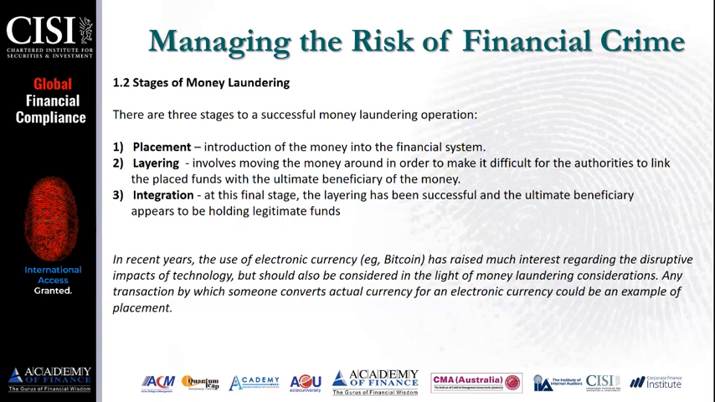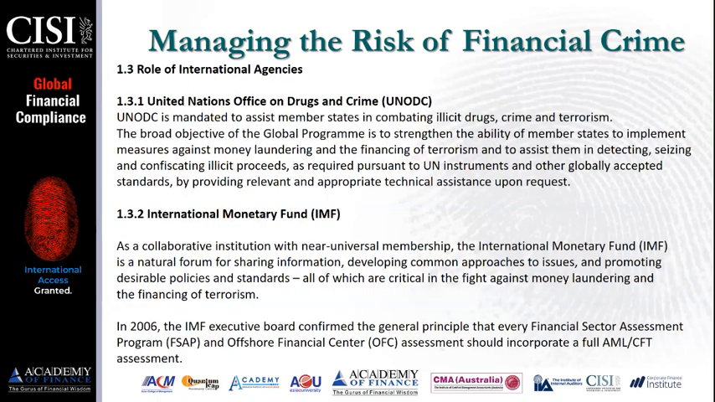So moving on, if you look at the role of certain agencies, right? We're going to discuss a few agencies and their role in managing or tackling financial crime risk. First is the United Nations Office on Drugs and Crime. This is basically an office that is mandated to assist member states to combat illicit drugs, crime, and terrorism.